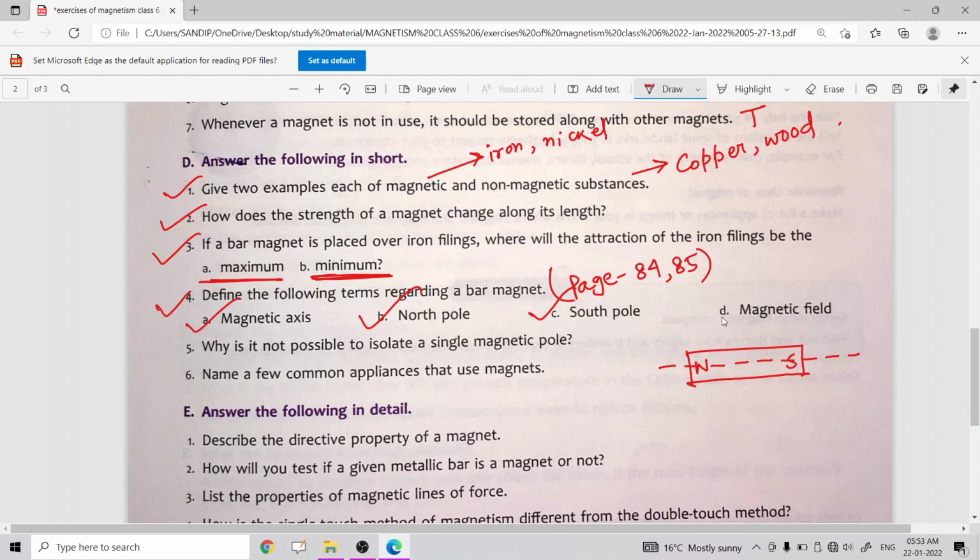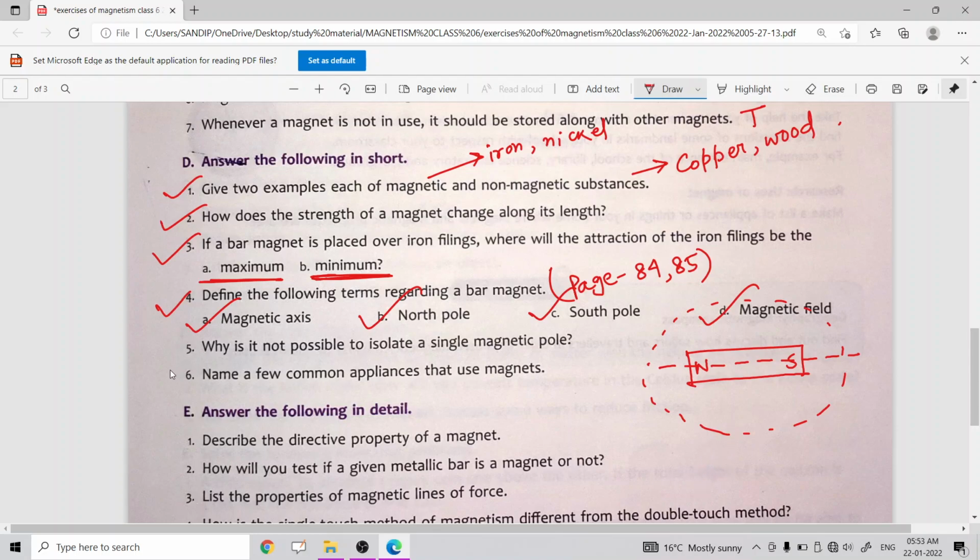And the last one is magnetic field. Already it is discussed. Magnetic field means the region in which the magnetic force of a magnet is felt by other magnets or magnetic material. It's called magnetic field. That means around a magnet you get a region. Inside the region, any other magnet or magnetic material feels magnetic force. So this region is called magnetic field.